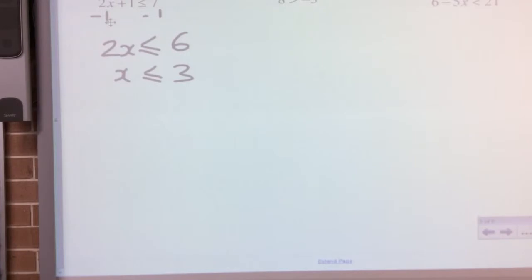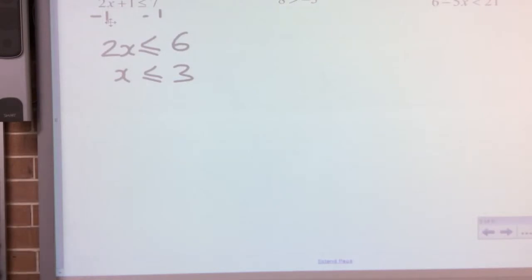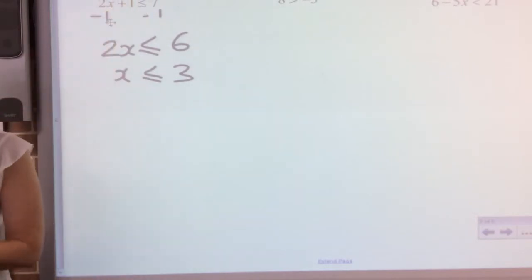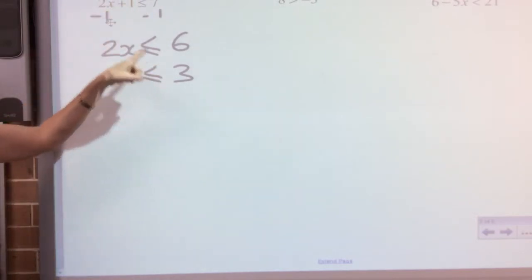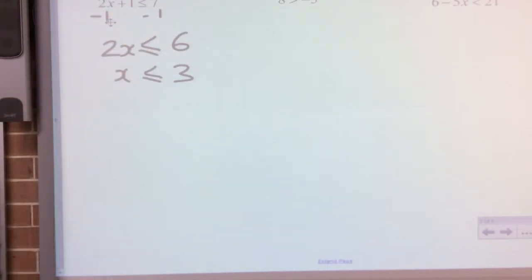So x is less than or equal to 3. What that tells me is that every number less than or equal to 3 will make this equation true. For example, if I put 0 in there, 0 plus 1 is 1, that is less than or equal to 7. If I put negative 5 in there, 2 times negative 5 is negative 10, plus 1 is negative 9, that is less than or equal to 7. If I put 3 in there, 2 times 3 is 6, plus 1 equals 7, that is less than or equal to 7. So there are actually an infinite number of answers to this question. Any number that is less than or equal to 3 will make it true.